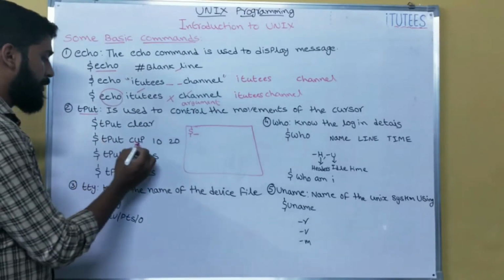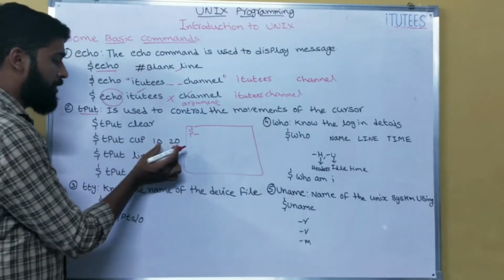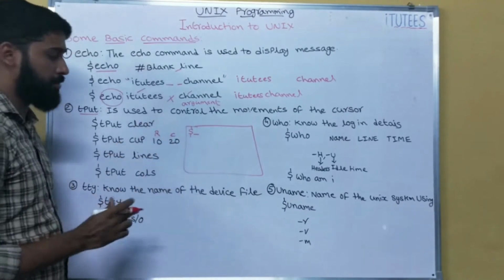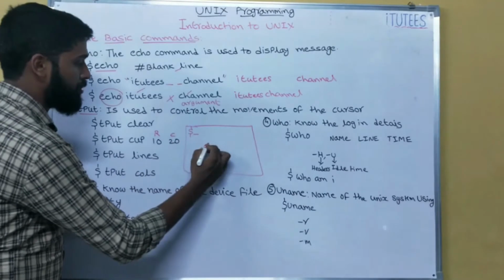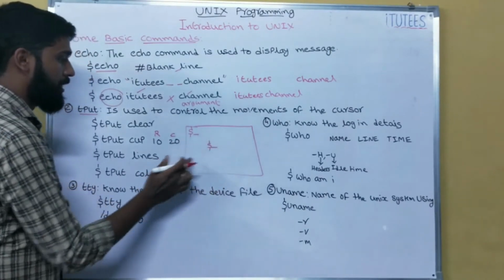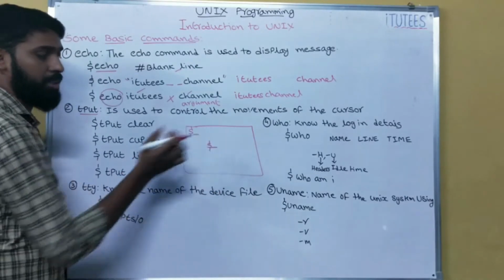Okay. So tput cup. Now I am giving 10, 20. So 10 represents rows, 20 represents columns. That means the cursor goes to the 10th row and 20th column.